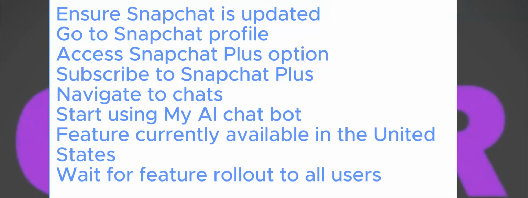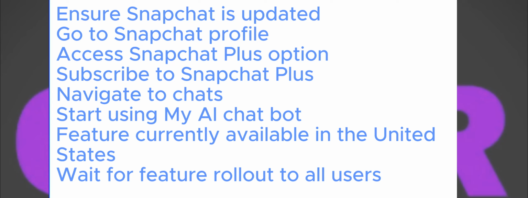Want to access the My AI chatbot on Snapchat? Follow these simple steps to get started. My AI is a new feature on Snapchat, similar to the popular ChatGPT, where you can interact with an artificial intelligence system and ask it various questions such as travel ideas, recipes, gift suggestions, and more.